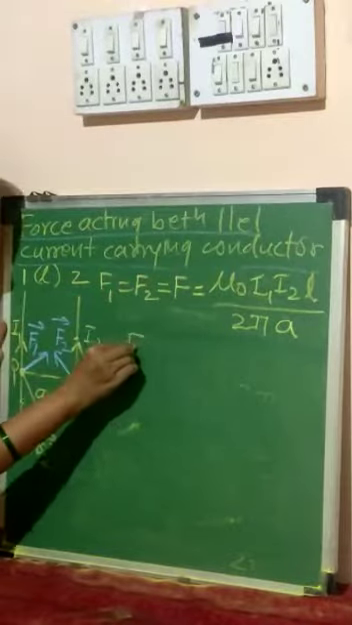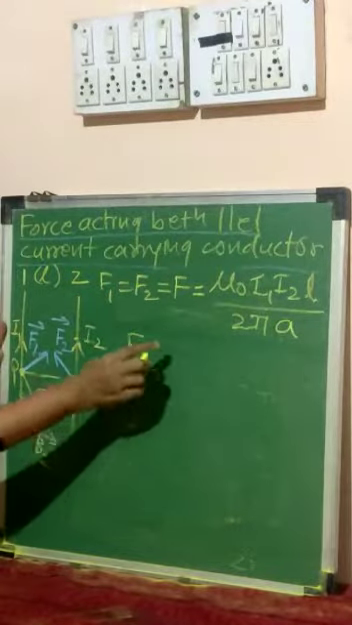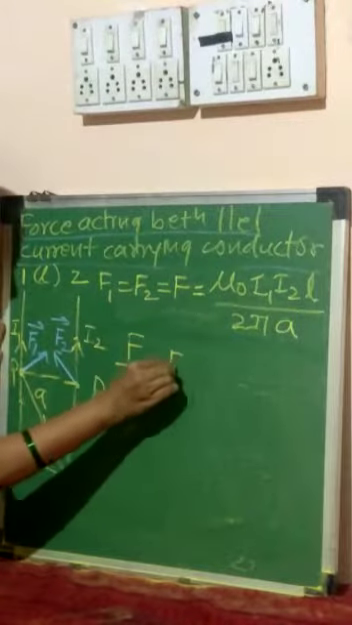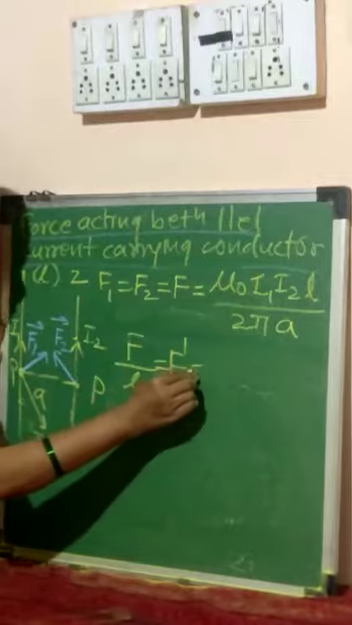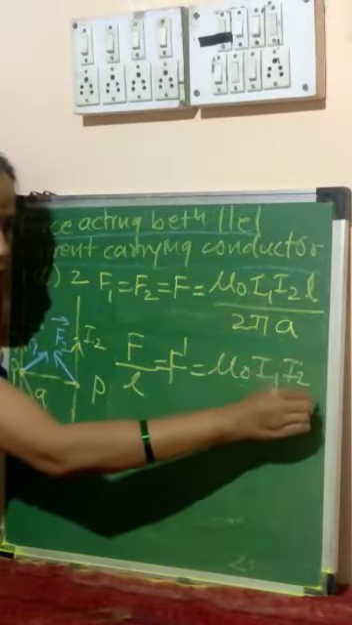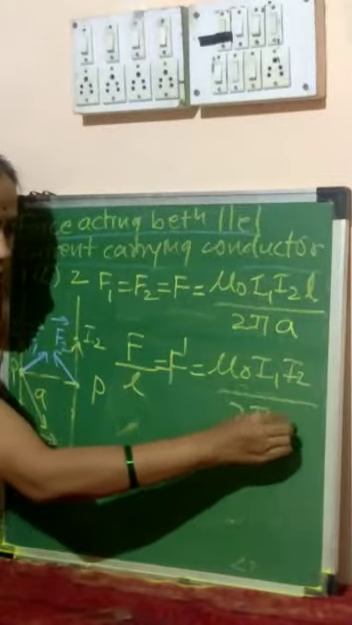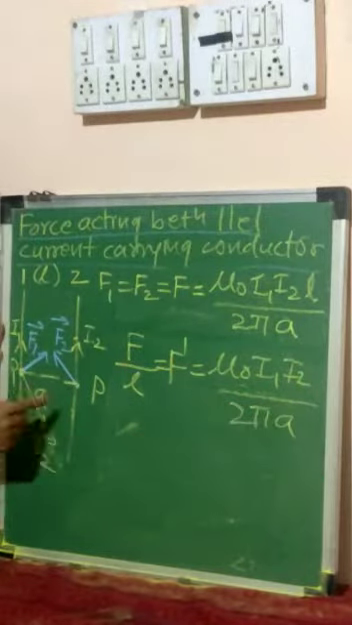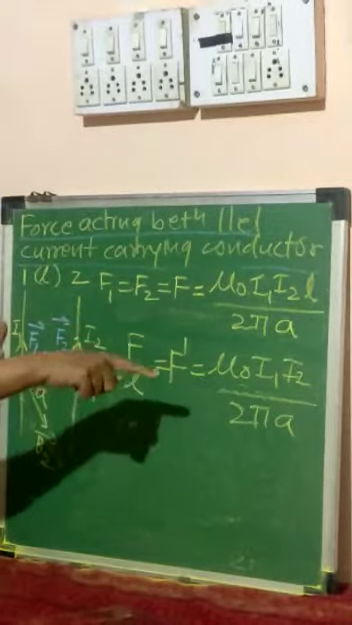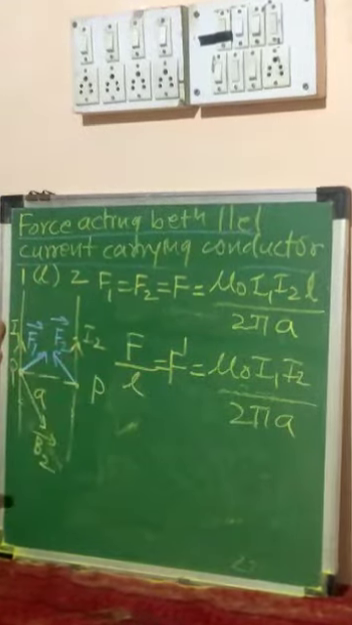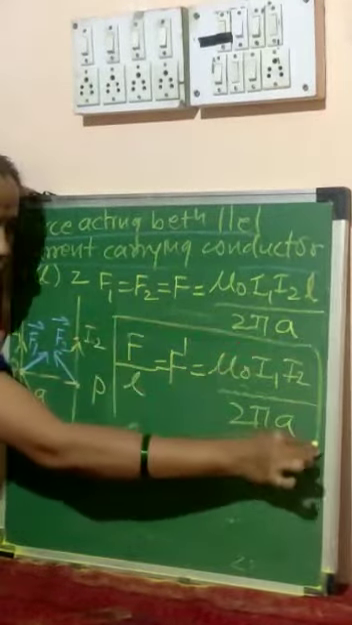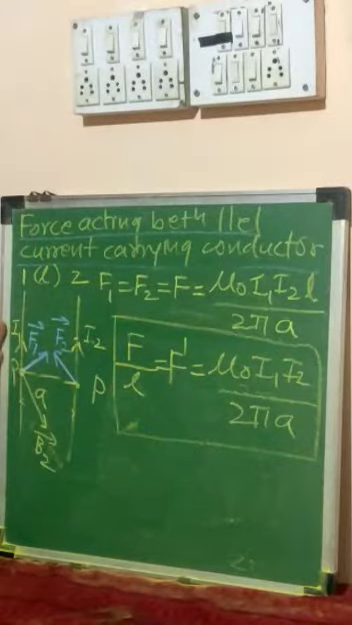So this force F by L. This L term I will take for the division. So force per unit length, which is nothing but F dash, can be written as mu 0 I1 I2 upon 2 pi A, where A is nothing but the distance between two conductors. So in the previous expression, that R distance we have replaced by the A. So this I am getting as a force per unit length of a conductor.